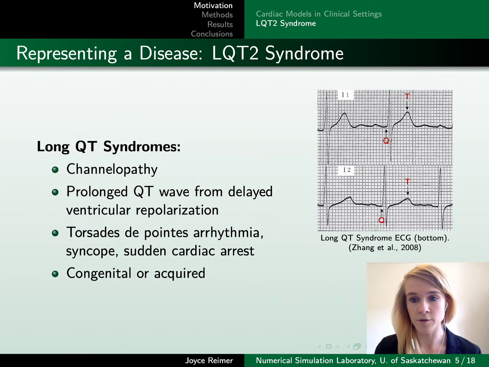So long QT syndromes are a family of diseases called channelopathies, affecting ionic current flow across channels of the membrane. The name comes from the prolonged QT wave on an ECG, which is shown in the figure here, where the top ECG is from an unaffected individual and the bottom trace is from someone with long QT syndrome. The lengthened interval is caused by delayed repolarization of the ventricles. This can lead to a characteristic arrhythmia called torsade de pointes, as well as other symptoms including syncope and sudden cardiac arrest. Long QT syndrome may be congenital or acquired from certain pharmacological substances.